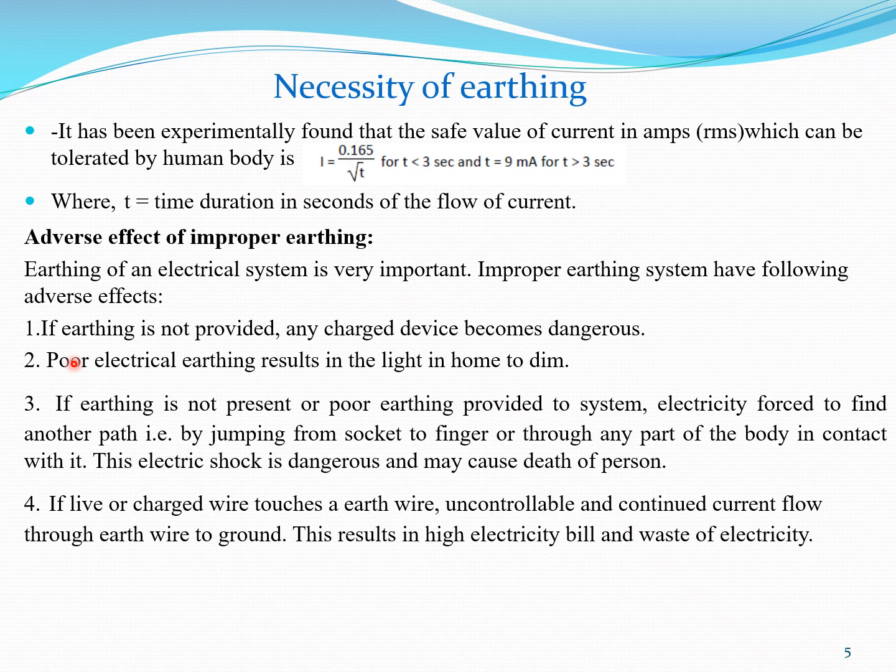The third adverse effect is that if earthing is not present or poor earthing is provided to the system, electricity is forced to find another path, such as by jumping from a socket to a finger or through any part of the body in contact with it. So this electric shock is dangerous and it may cause the death of the person. Fourth reason, if a live or charged wire touches the earth wire, uncontrollable and continued current flows through the earth wire to the ground. This results in a high electricity bill and waste of electricity.